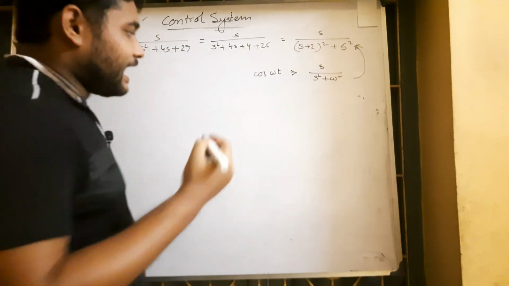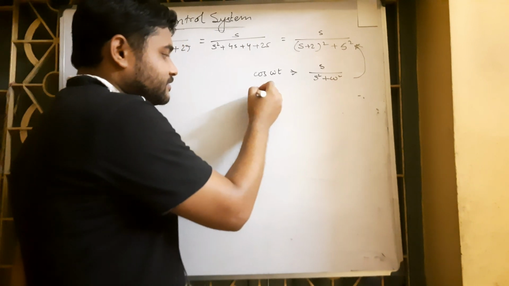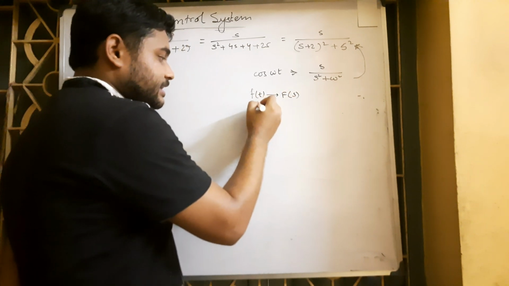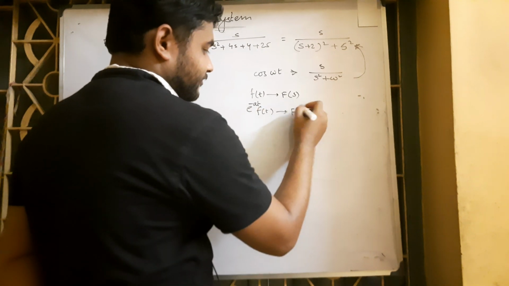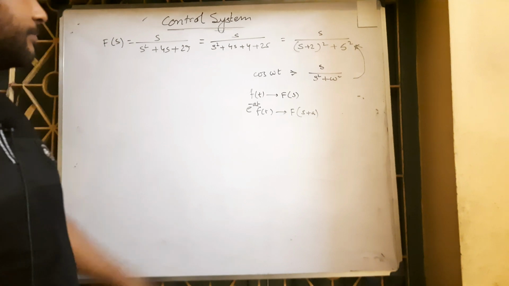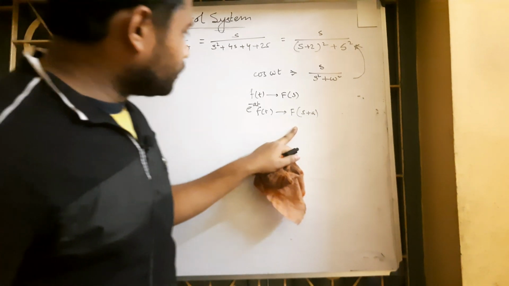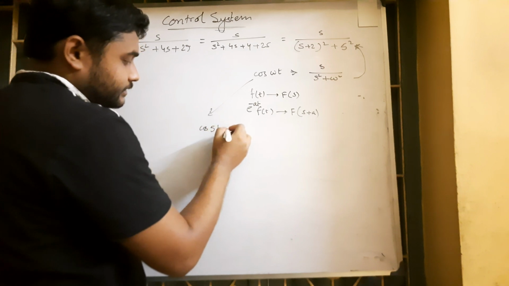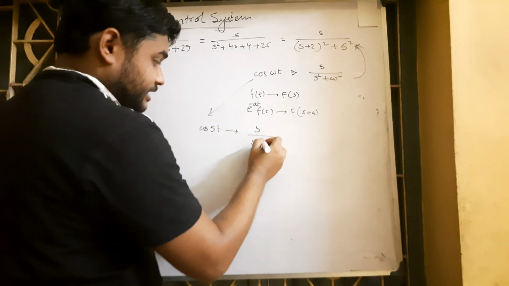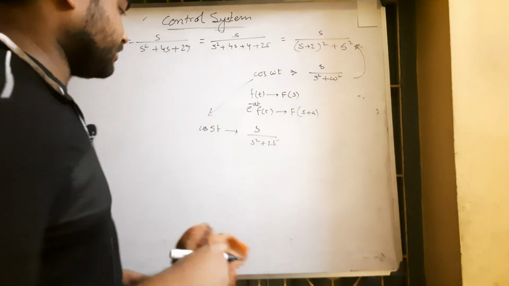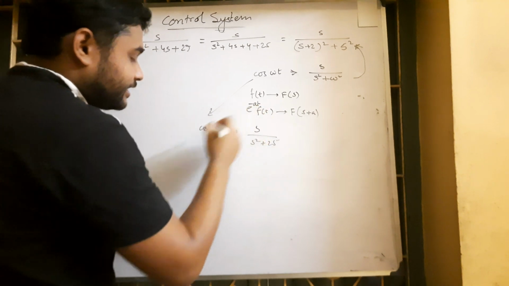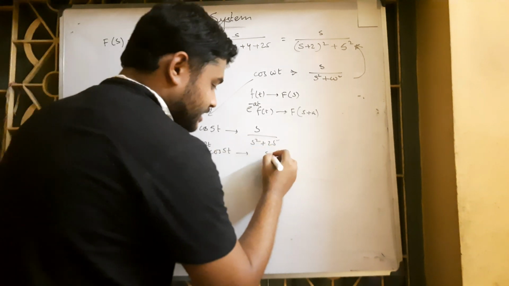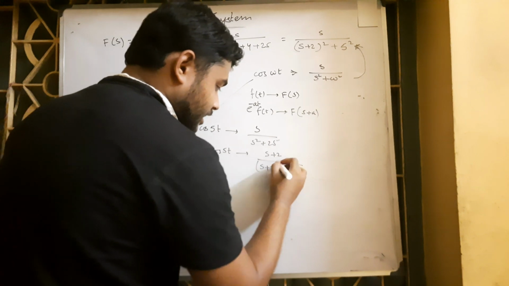Now remember one more thing, I had a property of the Laplace transform, that is frequency shifting. If f(t) is giving you F(s), then e to the power minus at f(t) will give you F of s plus a. This was the formula, this was the property. Now look at this, if I write it as cos of 5t, then it will give me s by s square plus 25. But we have s plus 2 whole square plus 25. Now I am going to write e to the power minus 2t cos of 5t. So it is becoming s plus 2 by s plus 2 whole square plus 25.